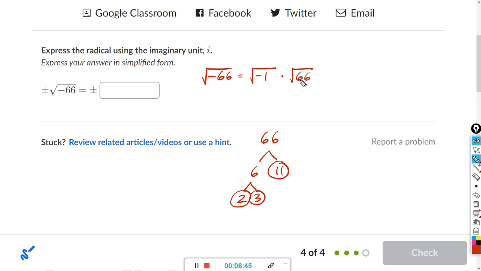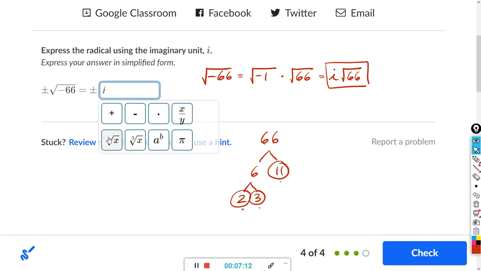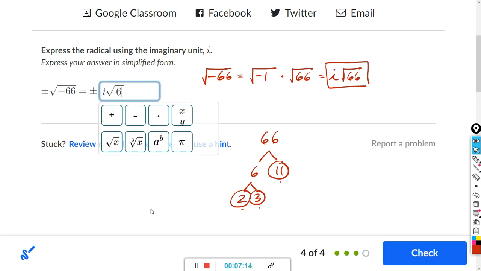So this just stays as is, and the square root of negative 1 is just going to be i. So it's i radical 66. If we had repeat numbers like 2 times 2 or 3 times 3, we can factor it out, but we can't take the square root of any of these numbers. So just type i radical 66.